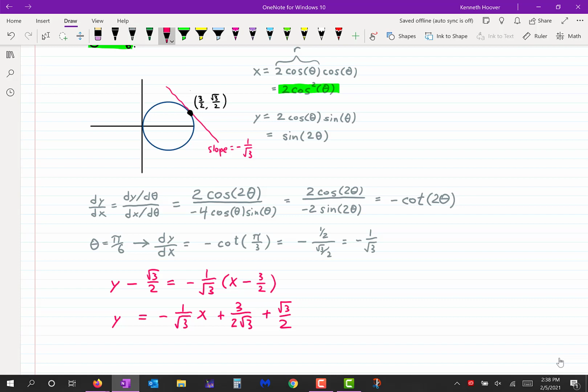Oh, by the way, it can be simplified even a little more. Do you notice this? 3 divided by the square root of 3 is, in fact, the square root of 3. So that's negative 1 over root 3 x plus root 3 over 2 plus root 3 over 2. What's root 3 over 2 plus root 3 over 2? It is square root of 3. So there's our tangent line.